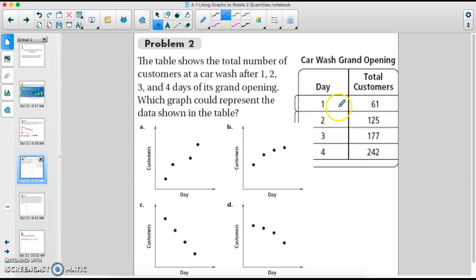So we start off day 1, 61 people. So we start off pretty low. Then day 2, we pretty much double. Day 3, we add another 50 some people, and then day 4 it just explodes, right? And we add even more people. Okay, so which graph here would represent that?